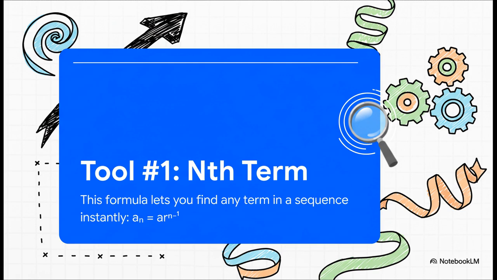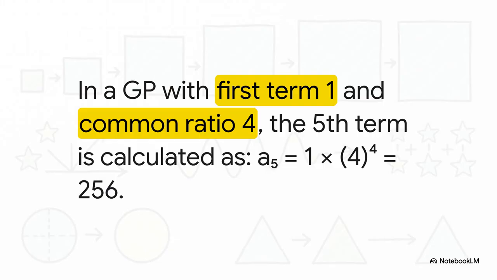Now imagine you need to find, say, the 50th term in a sequence. Are you going to sit there and multiply it out 49 times? No way. This formula is your shortcut. It lets you find the value of any specific term in a flash. Here, A is your first term, R is that all-important common ratio, and N is just the number of the term you're hunting for. Let's see this formula do the heavy lifting for us.